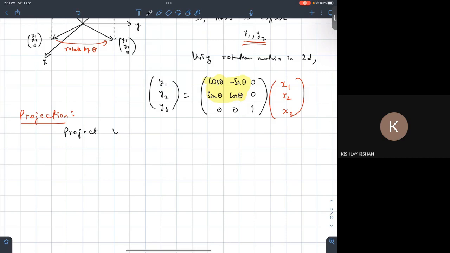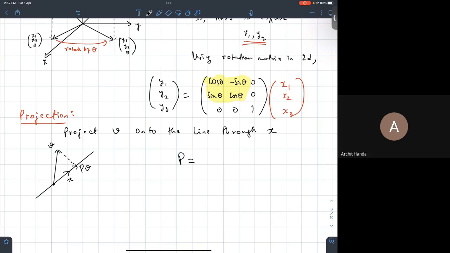Project, say V, onto the line through X. You have some X here, you have some V here. I want to do projection, orthogonal projection. That's orthogonal, okay. And then I will get PV. And now what is P? This is a quiz question. Projection matrix. Correct. I want the formula. XX transpose by X transpose.